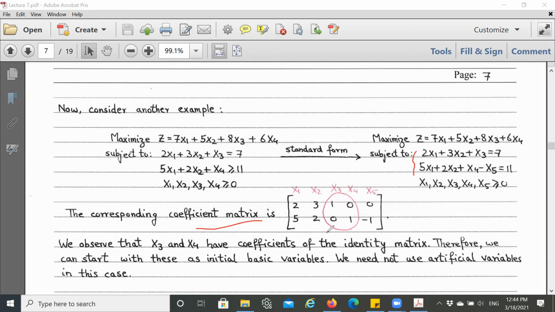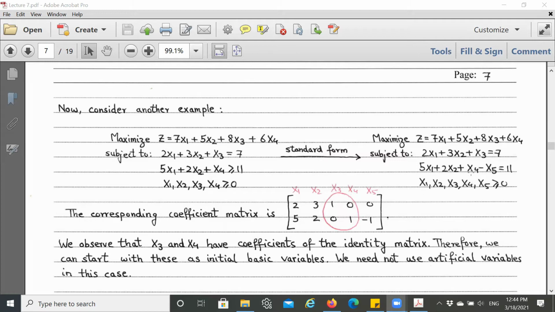If you look into this, you will see that there is a part of this matrix which has an identity matrix form, which you see over here is x3 and x4. So what we can do is, we do not need any artificial variable, because we have this, and therefore we can choose x3 and x4 as our basic variables, and we can start working with that. Is it clear now? Good. Try it out.